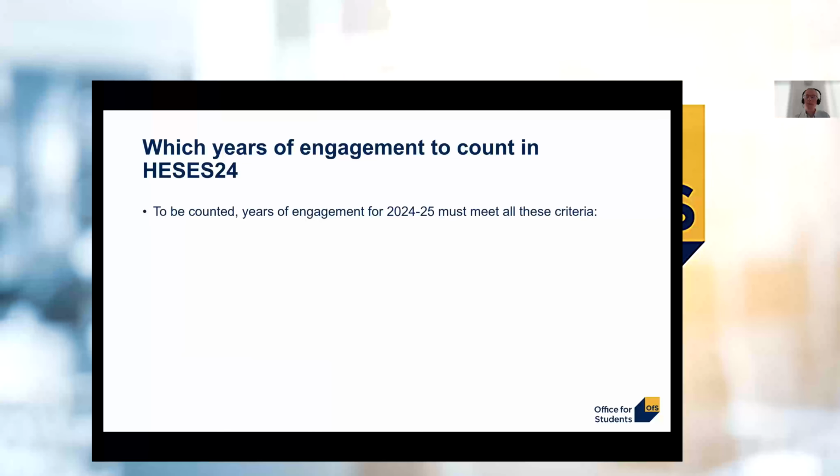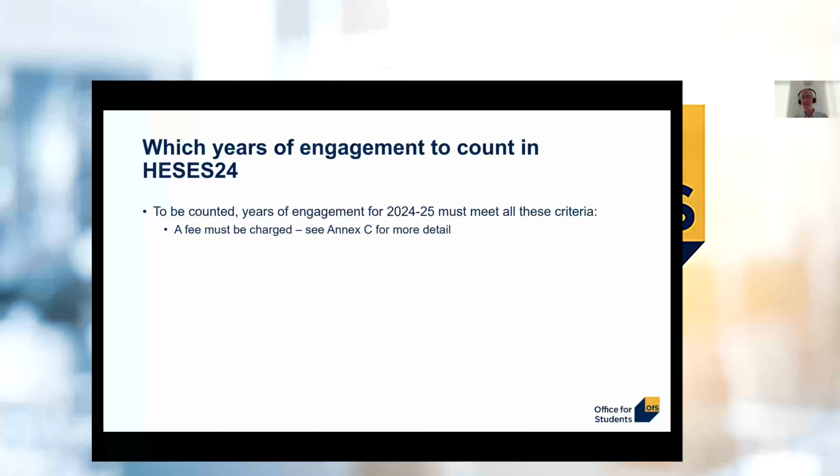I'll run through them briefly, and I won't dwell on these because we will be talking a lot more about the actual counting of years of engagement in this and the next, particularly the next webinar. But briefly, to be counted, years of engagement for 24-25 must meet all of these criteria. A fee must be charged.